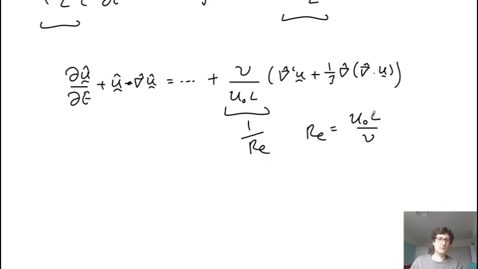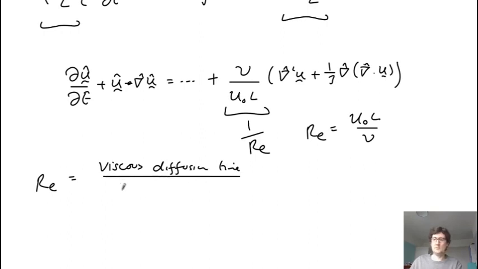and it's the ratio of the advection term to the viscosity term. So all written in terms of timescales, the Reynolds number is the ratio of the viscous diffusion time divided by the advection time. So it's the time it takes for momentum to diffuse compared to the time it takes for momentum to be advected or moved around by the velocity.